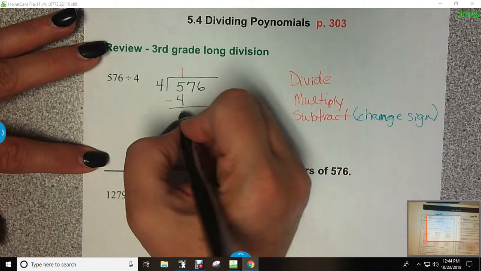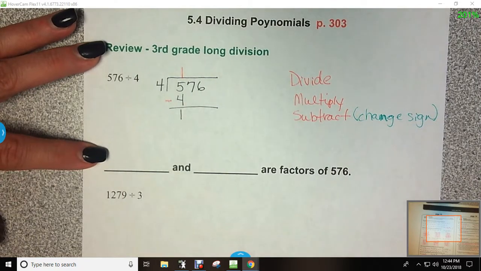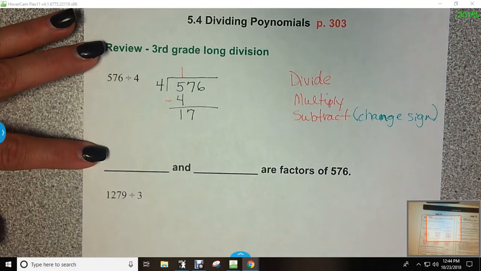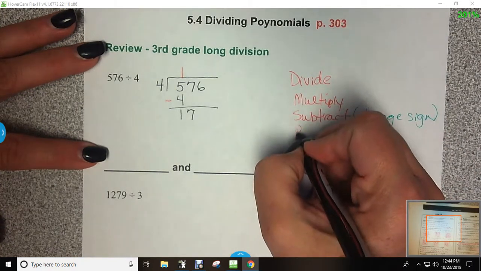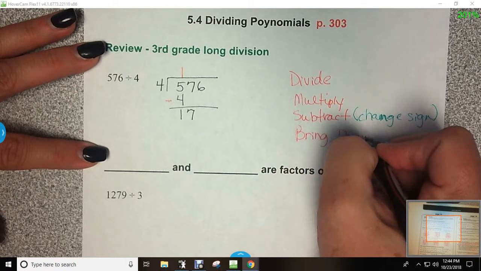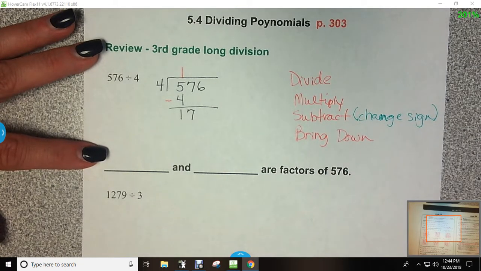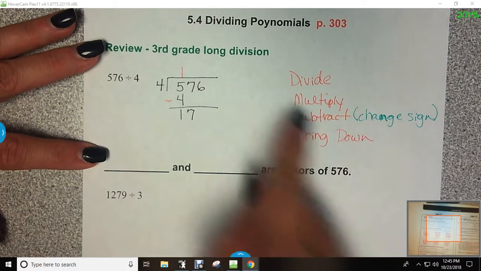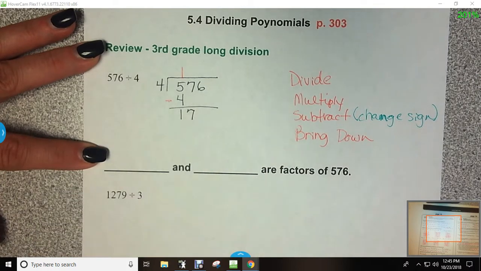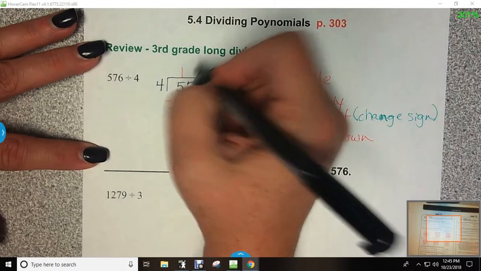Okay. I changed the sign so I can subtract. 5 minus 4 is 1. What's next? Bring down the 7. I could bring the 6 down too, or I can just do the 7. So next step is bring down. Okay, what's next? Okay, so I'm going to start my process all over again. I'm going to divide. 17 divided by 4. How many times will it go? 4.